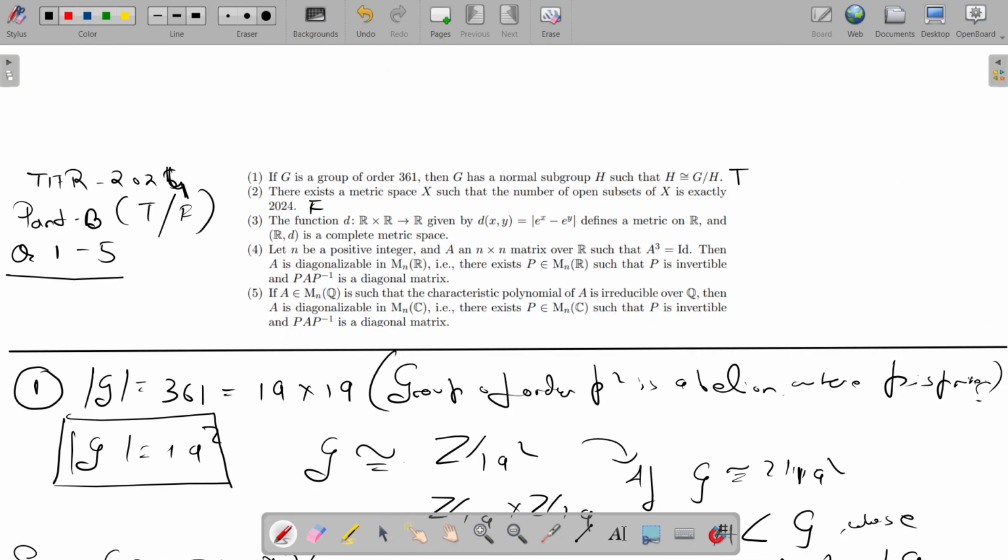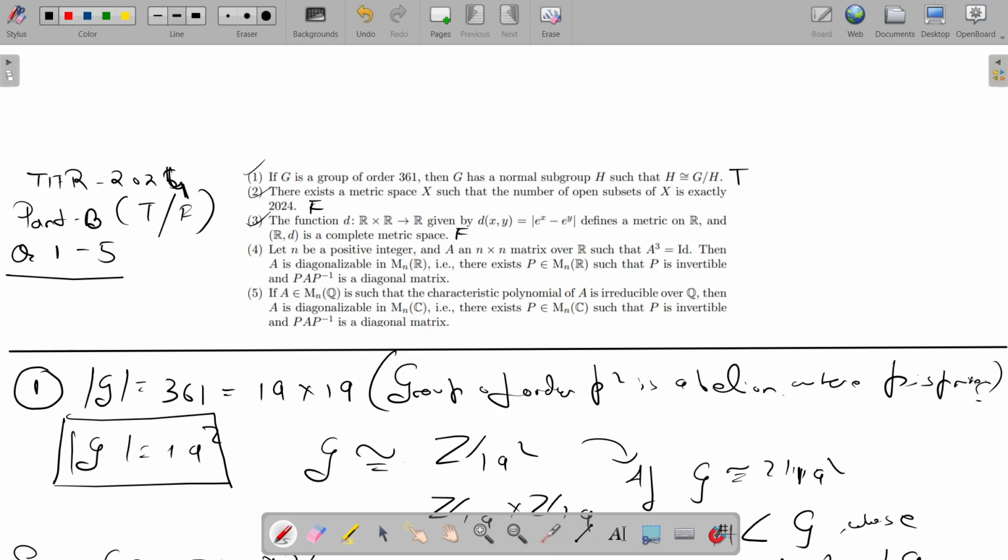So this option is false. Yeah, this is also false. Now, basically we have done 1, 2, 3 pretty easily. Now what about 4? Basically we are given a positive integer n.